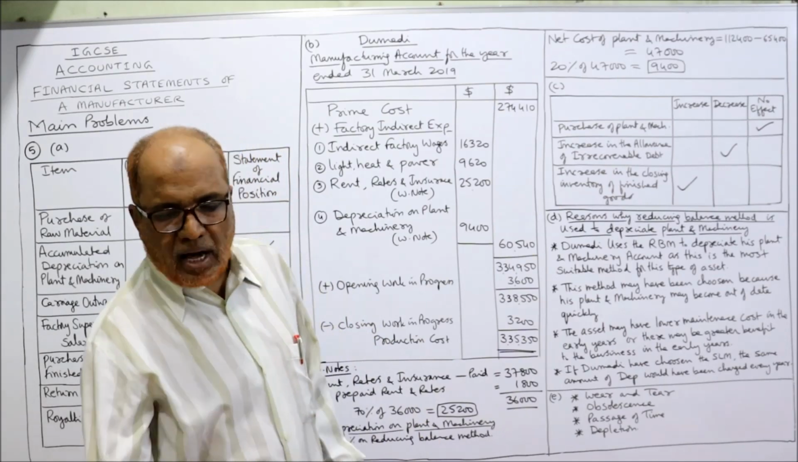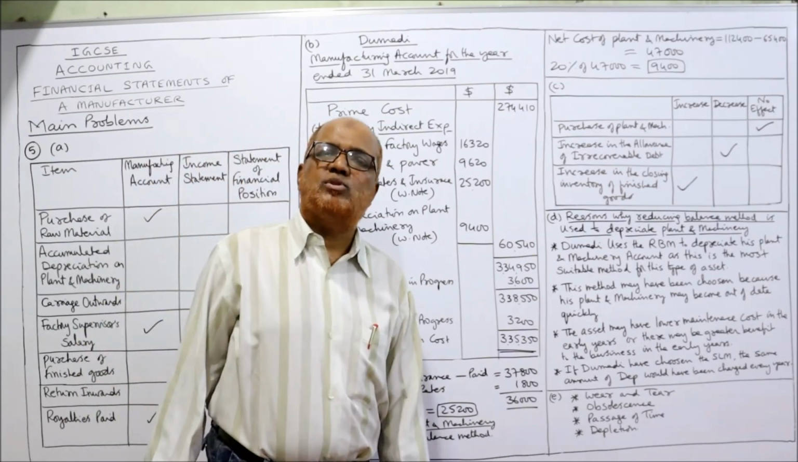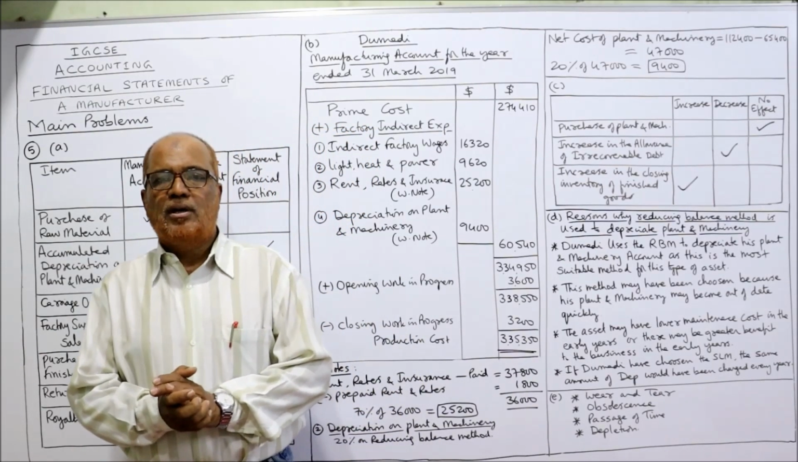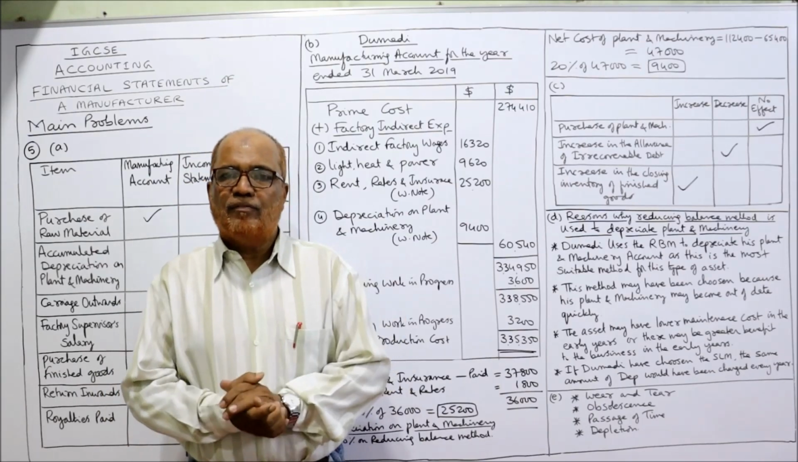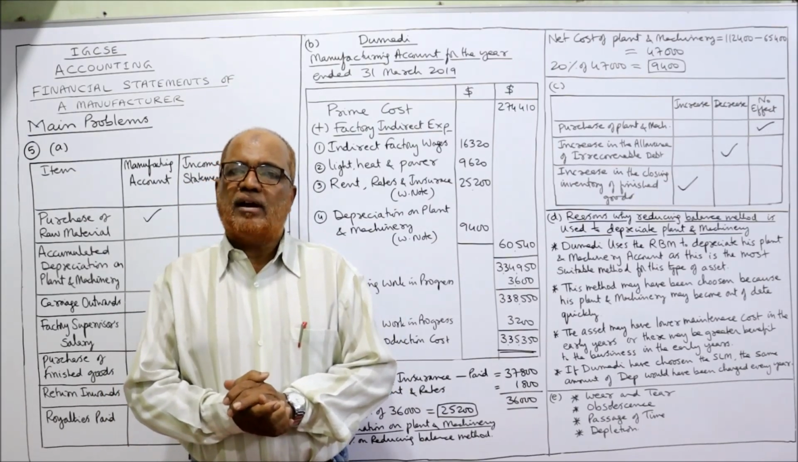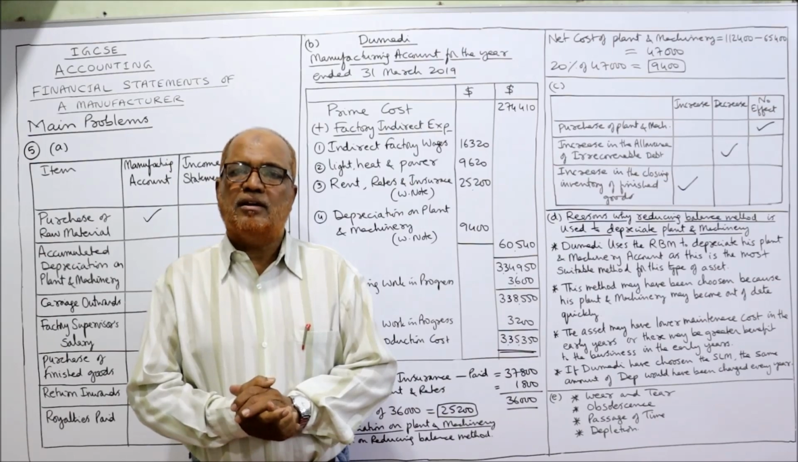So in this video, I have completed 2 main problems on manufacturing account. Problem number 4 and problem number 5. Inshallah, we will continue the next problem in the next video.